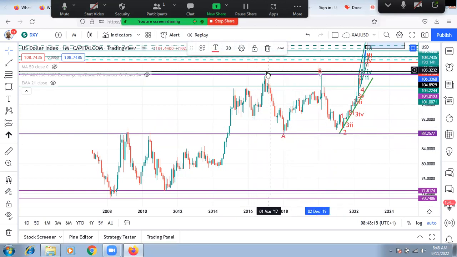Okay, and so this is wave 3, which ended here. After this, we had the first correction. These are corrections inside wave 3 itself before this one ended here formally, to give us an A, B, and a C structure to end 3 completely here. So this is the 4 of wave 3.